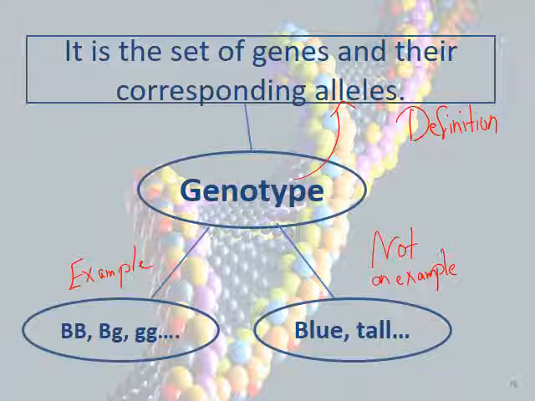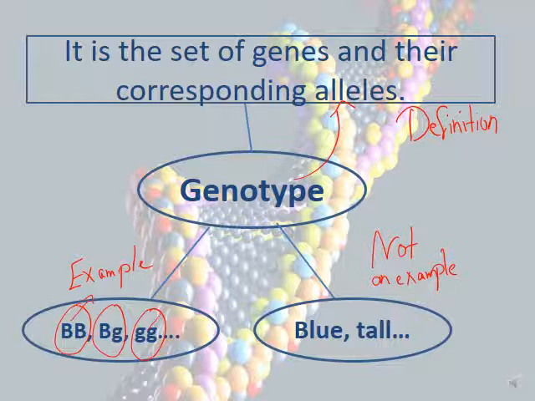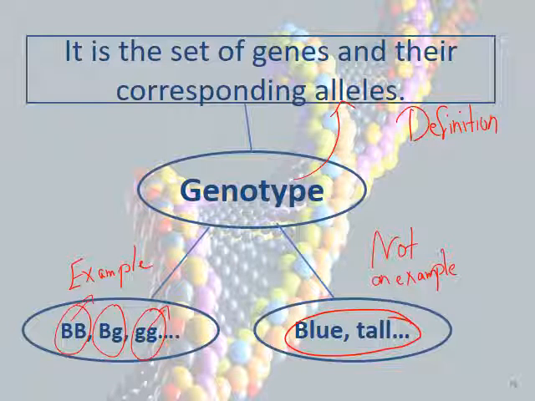Example: BB, BG, GG. Which one of them is pure? Which one is hybrid? BB is pure, since I have two identical alleles. GG, homozygous or pure, while BG is heterozygous, called hybrid. This is not an example: blue and tall. Who can give me the name of this, blue and tall? They are not genotype. They are the phenotype, the observed traits.